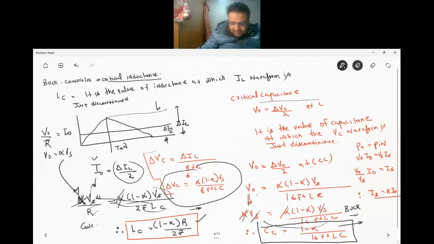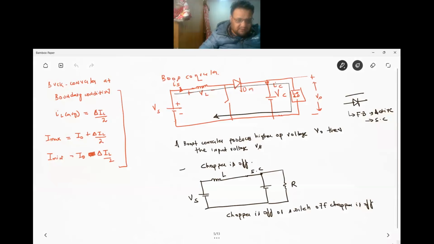Okay, buck converter. Now on similar grounds, we will be studying the boost converter, and then I'll show you certain problems associated with the grid. So the boundary condition, this is for the boost converter. Boundary condition means the maximum value of I will be equal to I naught plus delta I, and the minimum value is I naught minus delta IL by 2.